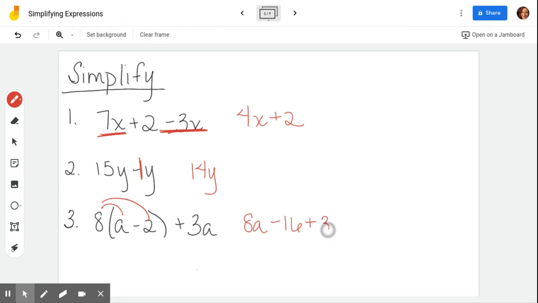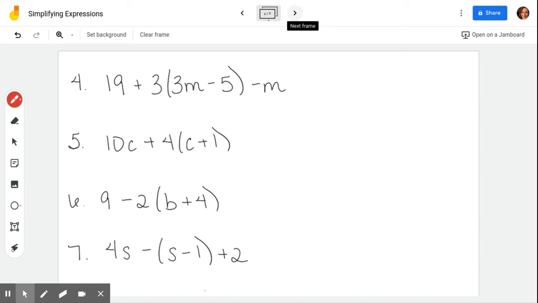See, it worked. So 8a minus 16 plus 3a. Now I can put those like terms together. 8a and a positive 3a is 11a. And then I've still got that minus 16. So just stick him there on the end. Let's do some more.